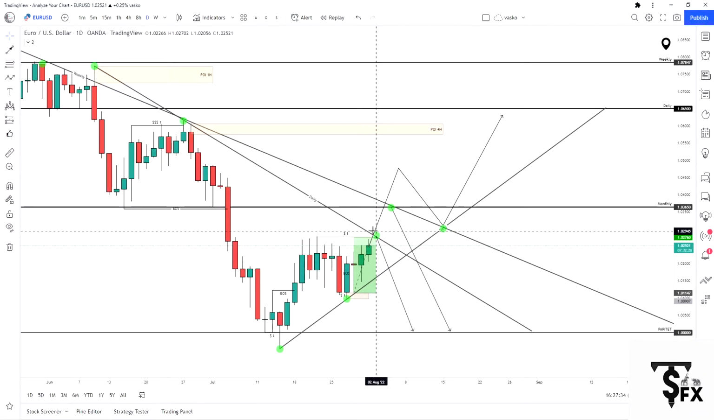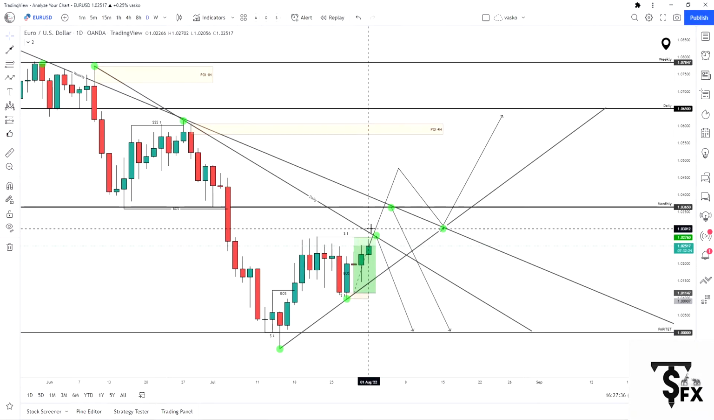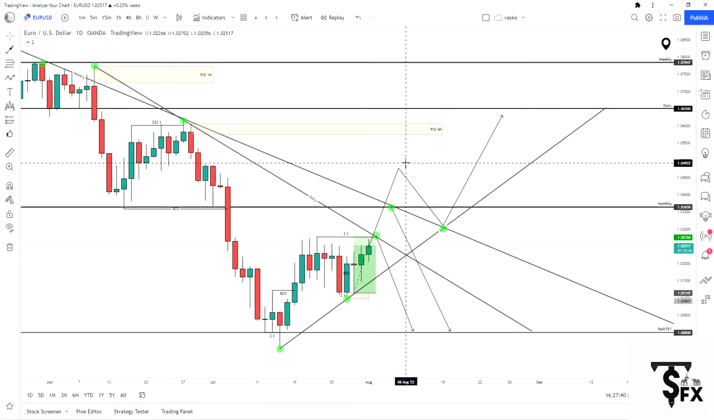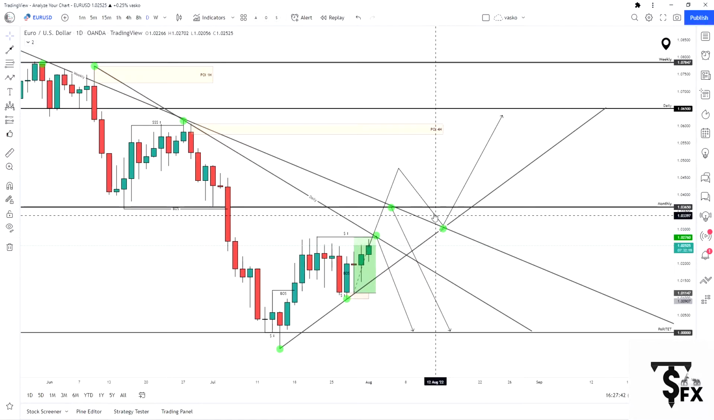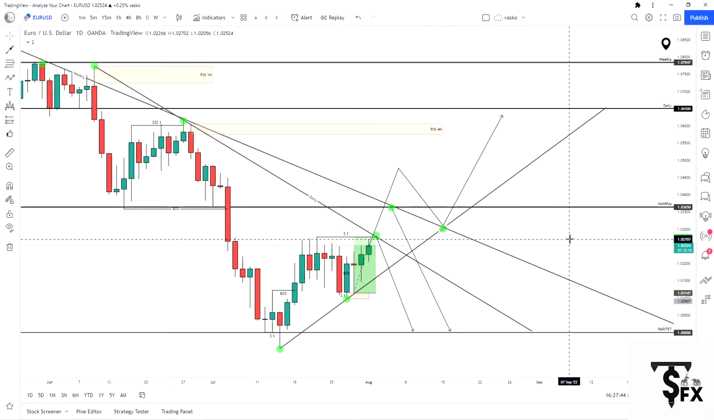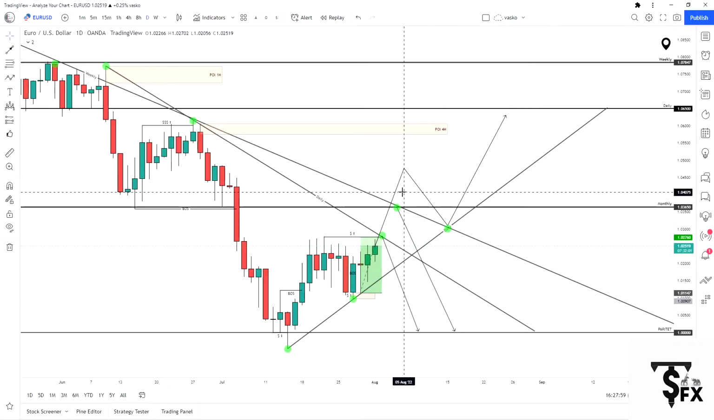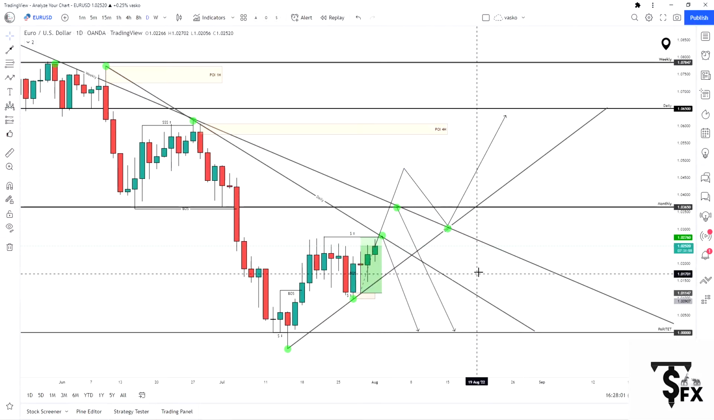The third option is the price to break these two trend lines, to break the monthly level, then to make some test and to start a new upward movement. So we're gonna wait and we're gonna see what the price will do and look for one of these options.